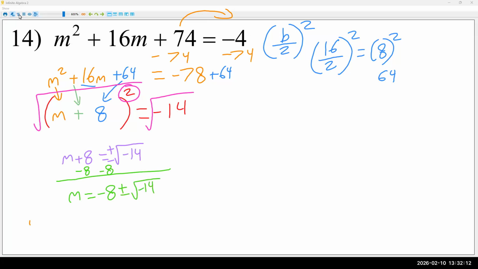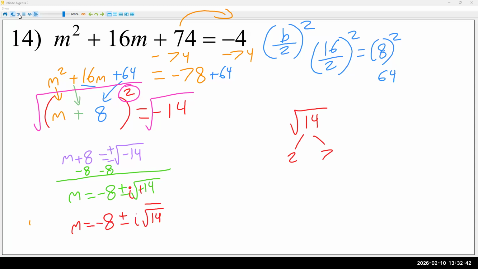And then now I can think, well, negative 14, can I simplify that? Well, because there's a negative, we'll make it positive by putting the i out front. But what about 14? Can I simplify that any? Well, I know 14 is 2 times 7, but 2 and 7 are both prime numbers, so I cannot simplify that any further. So the only thing I can do is say negative 8 plus or minus i square root of 14.